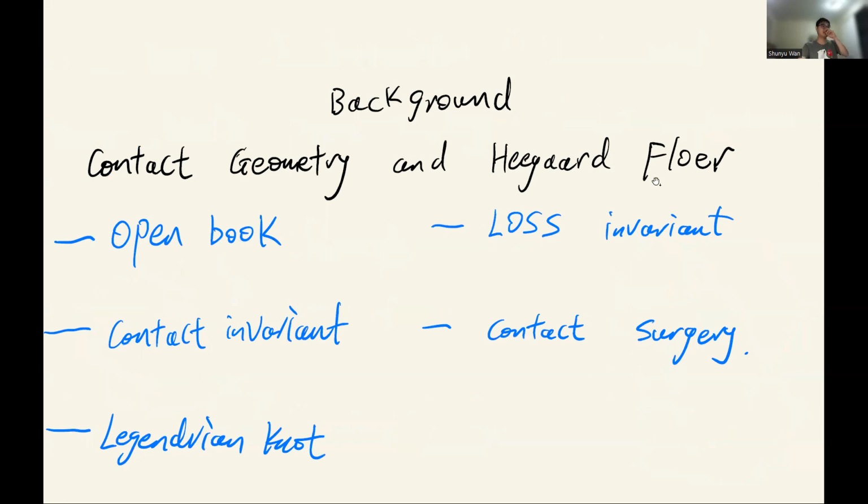So for the background, I will mainly focus on the contact geometry part and how we got the Heegaard Floer invariant from the contact geometry. So I will first talk about the open book, contact invariant, Lagrangian knot, and the Legendrian invariance, and finally a little bit on the contact surgery.